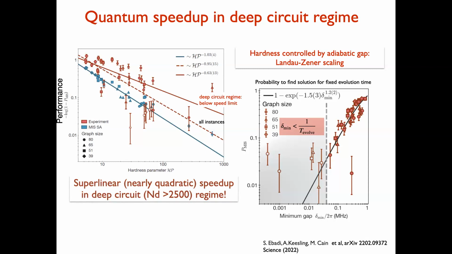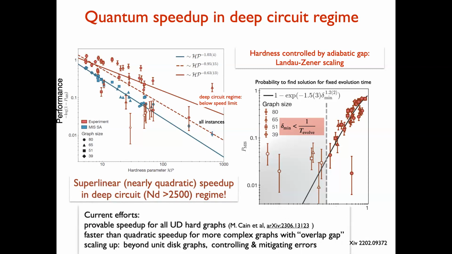This was the observation from last year, and since then we have learned a lot. Inspired by that, we started doing more detailed theory. It turns out that one can obtain a provable speedup for all unit disk graphs by modifying the Hamiltonian a little bit. We're also looking for opportunities for faster than quadratic speedup using something called overlap gap, a concept from computer science.